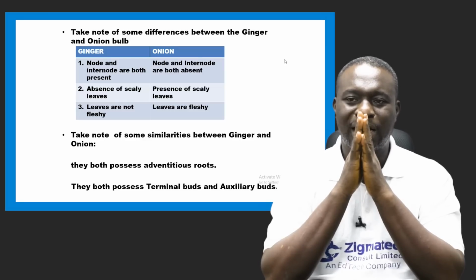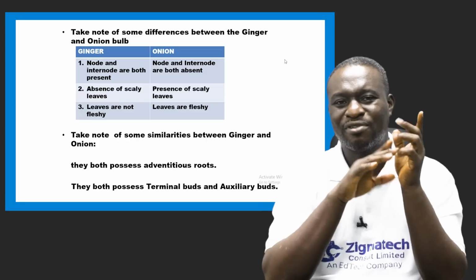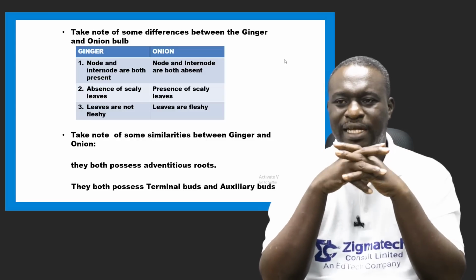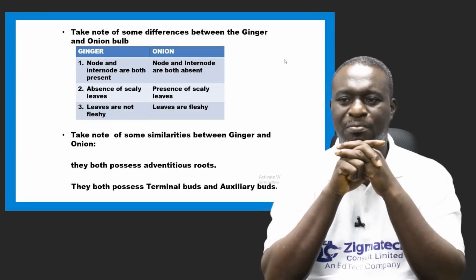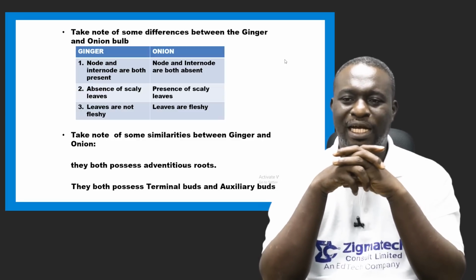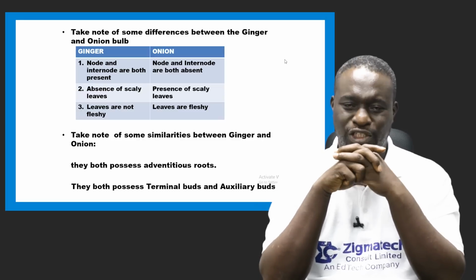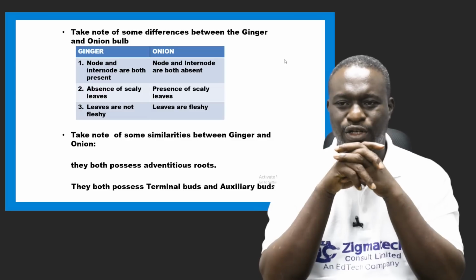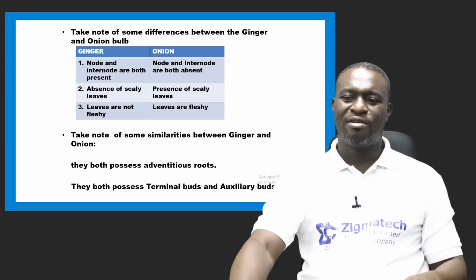Also in ginger, there is absence of scaly leaves. What we have is scaly stems. Then in onion bulb, there is presence of scaly leaves. Number 3, ginger leaves are not fleshy, but in onions, the leaves are fleshy.